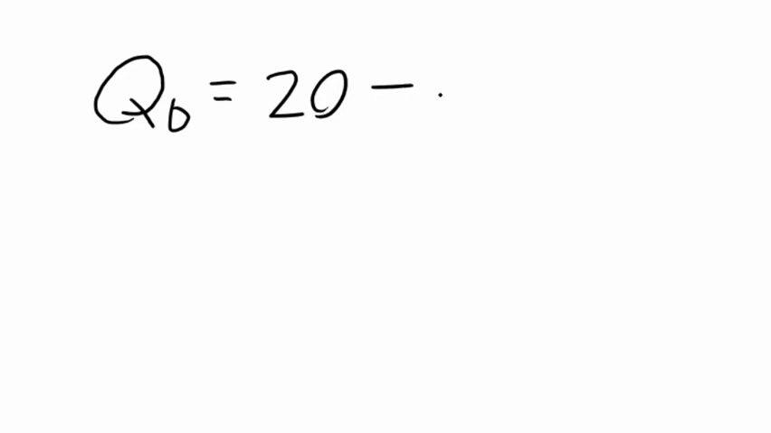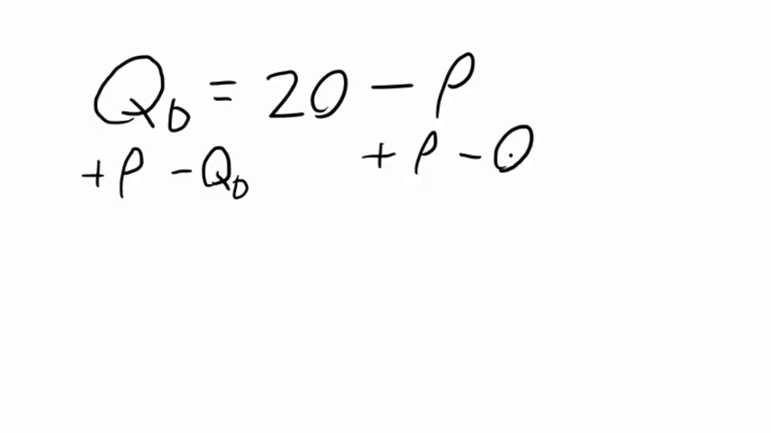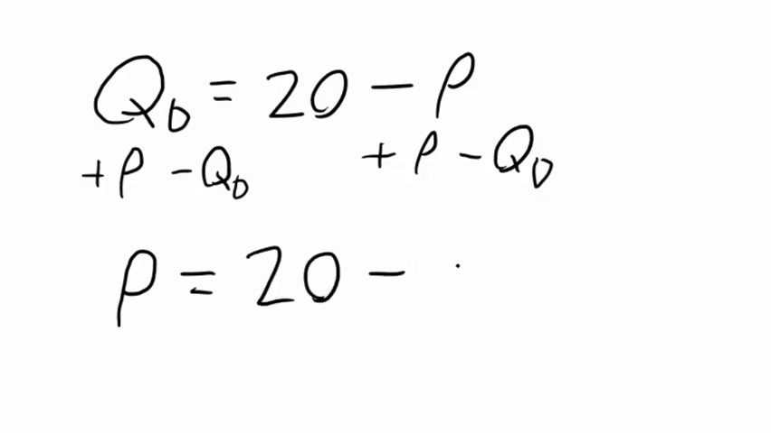Next up, we want to find our marginal revenue, but in order to do that, we need to take our quantity demanded function of QD equals 20 minus P and solve for the price. So we would add price to both sides and subtract quantity demanded from both sides. And that gives us a price function of 20 minus quantity demanded.